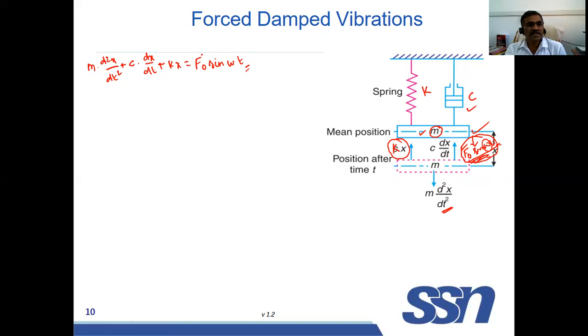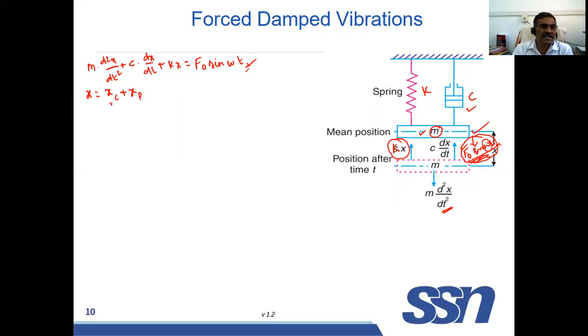In the previous case, we did not have the forcing function. Since it was free vibration, it was 0, and we know the solution for that. Here, when the differential equation is in this form, the solution will have two parts. One is xc, the complementary function. Another one is the particular integral.